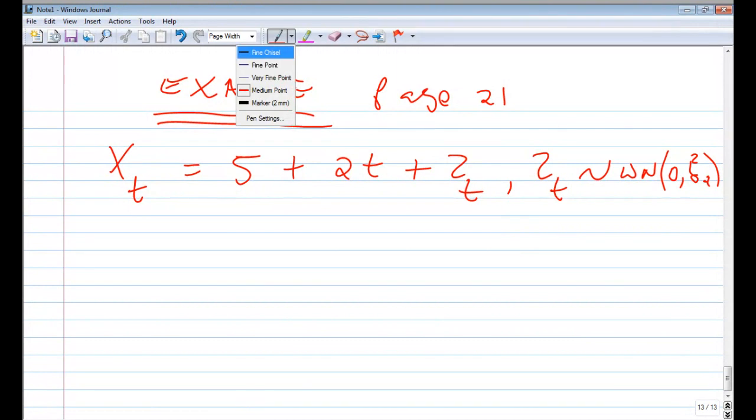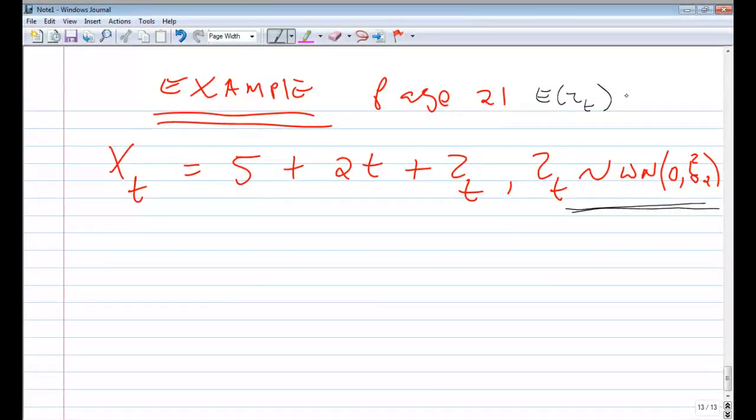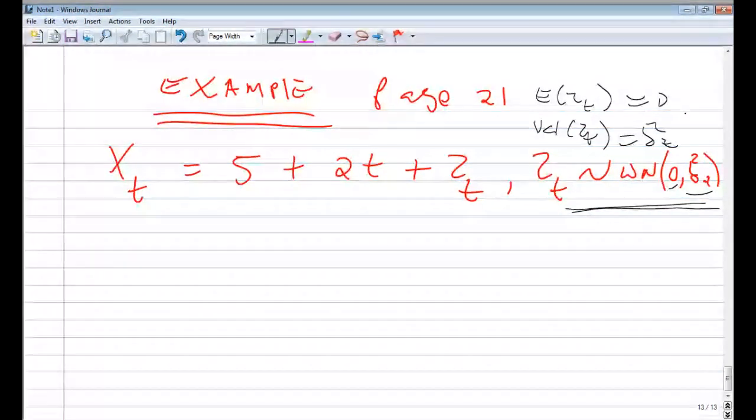What does this condition mean? It means that the expected value of zt is equal to 0, and the variance of zt is equal to sigma squared z. I just want you to understand the meaning of this part. That's why they say zt is a white noise with mean 0 and variance sigma squared z. It simply means that if you are calculating a certain process and reach a point where you want to calculate the expected value of zt, you must know that it is 0. And if you reach a point where you have a variance of zt, you must know that it is sigma squared z.